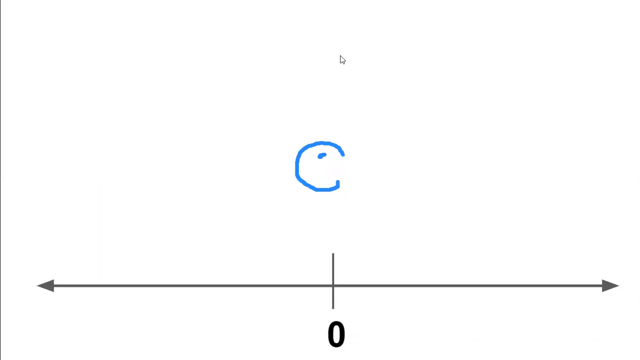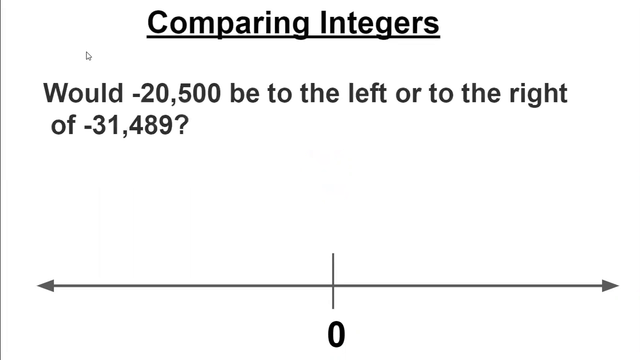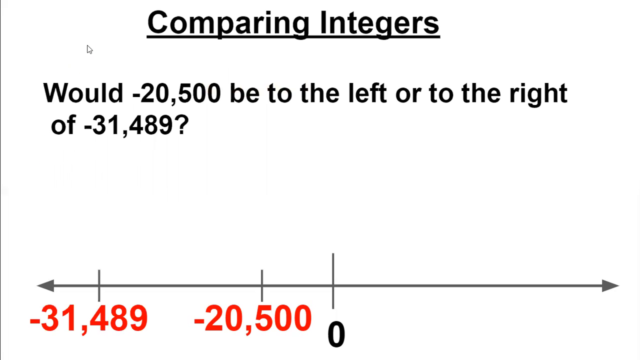Okay, now that we've talked about that a little bit, let's take a look at this. Would negative 20,500 be to the left or to the right of negative 31,489? Now you got to think about this and picture this in your head. I'm going to use the number line and graph it, do a rough graph, right? There's negative 20,500 and there's negative 31,489.